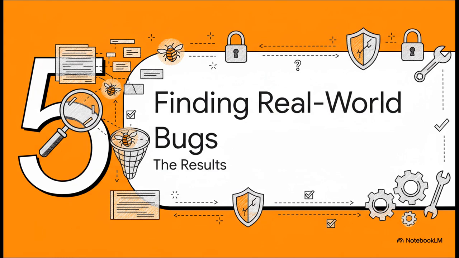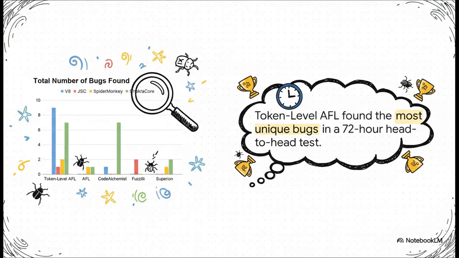All right, so we've got a clever idea and an elegant way to do it. But at the end of the day, this is cybersecurity, and the only question that really matters is, does it actually work? Can it find real, undiscovered bugs in the software that you and I use every single day? The answer is a huge, resounding yes. They put it in a 72-hour cage match against 4 other top-of-the-line fuzzers, and token-level fuzzing was the undisputed champion.